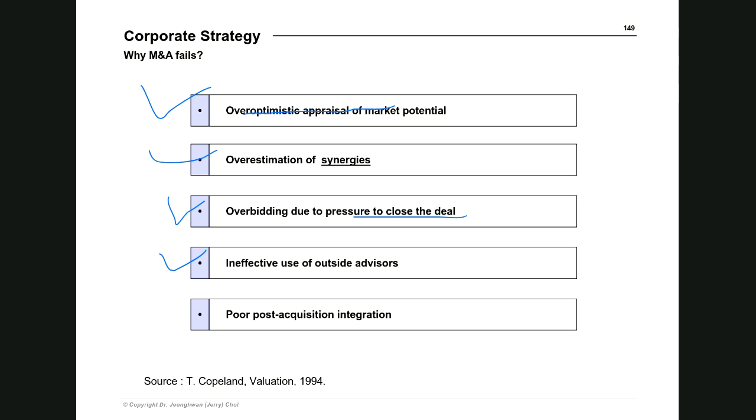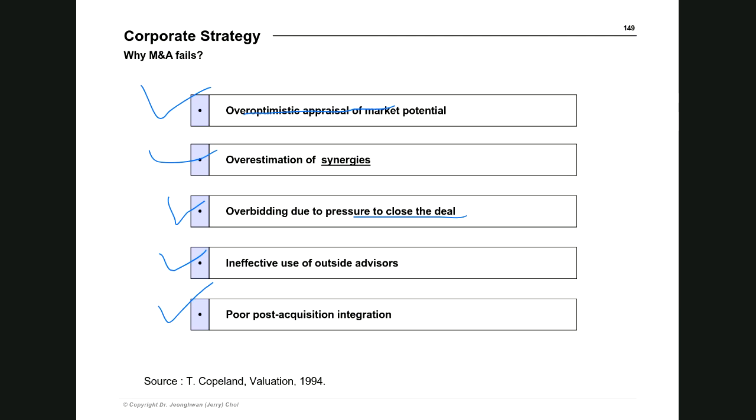And the final one is poor post-acquisition integration. That's management. Okay, this company combines, merges, and then what should we do? We should make a chemical bond, synergy. But is it easy? No, it's not easy. For example, let's make an example. What is a good example? Recently, what is that? Haier. Okay, do you know Haier?